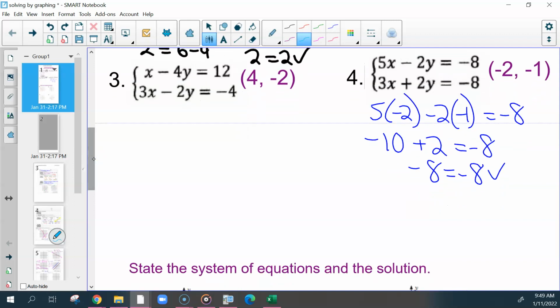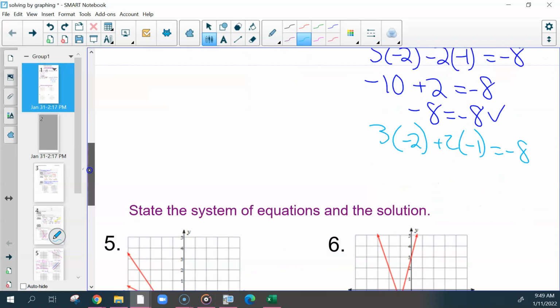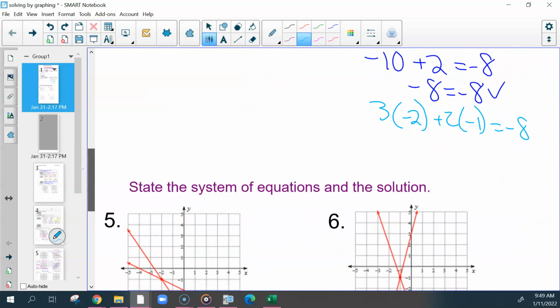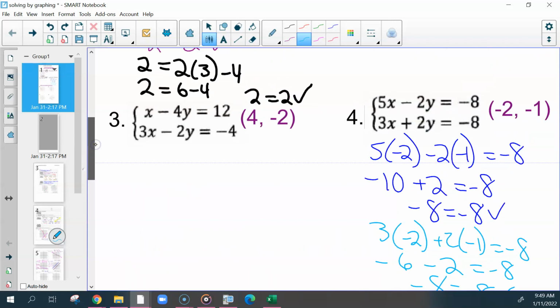Let's try the other one. 3 times negative 2 plus 2 times negative 1 equals negative 8. So here we have negative 6 minus 2 equals negative 8. Yep. That would also be a true statement. So I can say this is a solution.